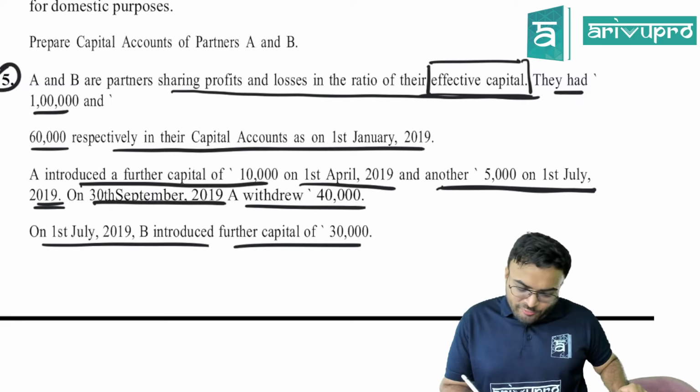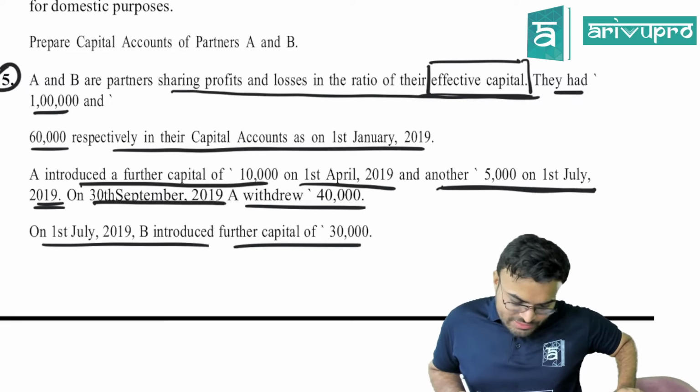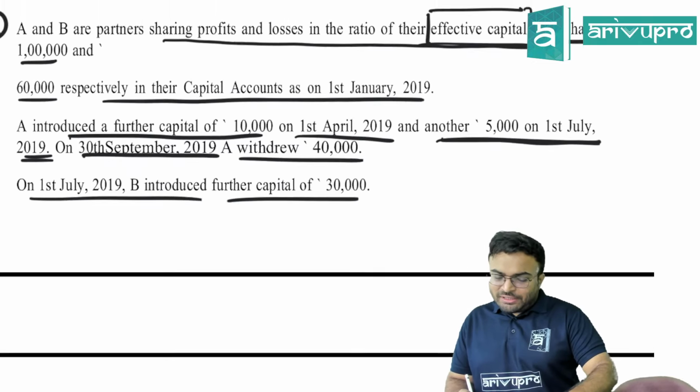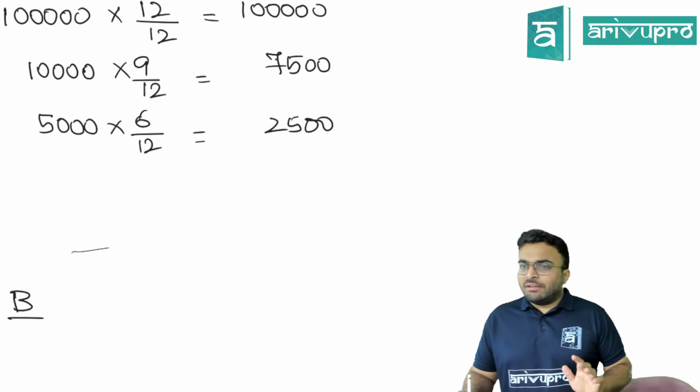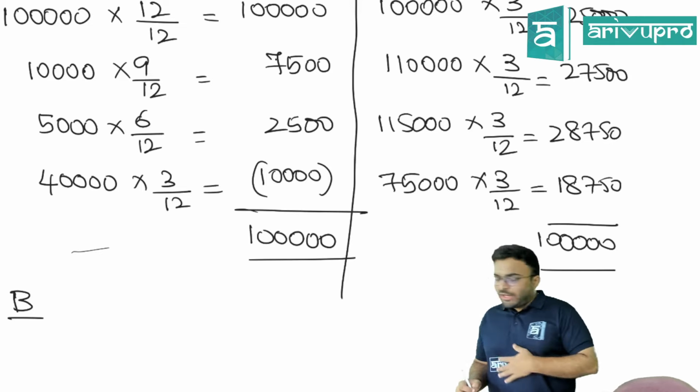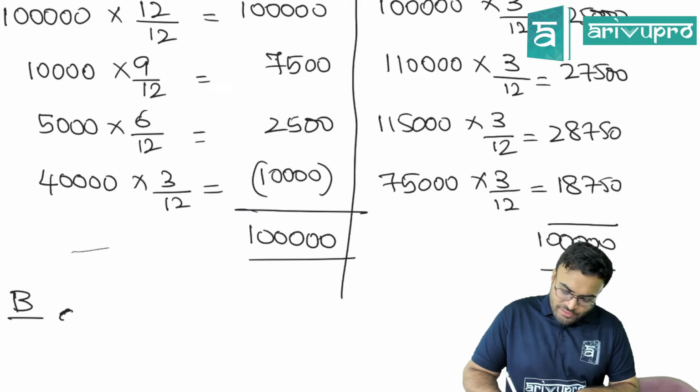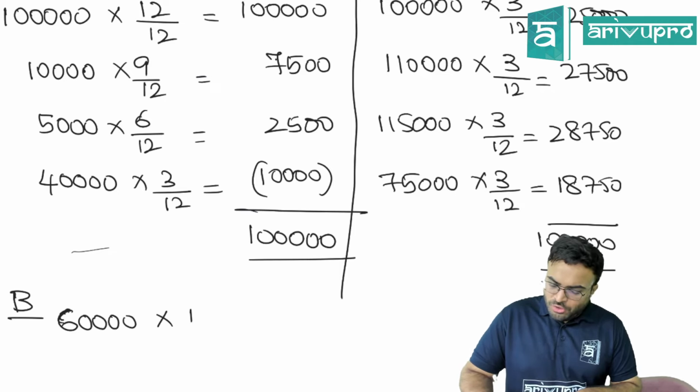B had capital of 60,000 and B introduced further capital of 30,000. Did B withdraw anything? Nothing. B had capital and introduced more capital. So for B, under the first alternative, it is 60,000 into 12 by 12, which is equal to 60,000.